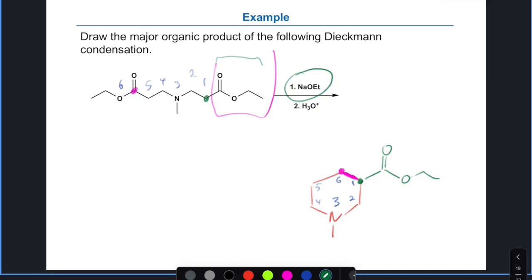Carbon 6, though, used to be an ester. It will be attacked. Negative charge goes up, negative charge comes down, and you blow out the O-ethyl. You leave behind a carbonyl. So carbon 6 on the other side of that condensation will be this carbonyl part. There's your product, right?